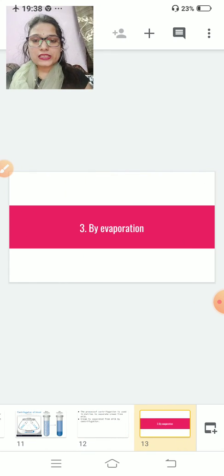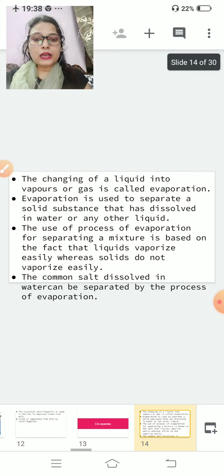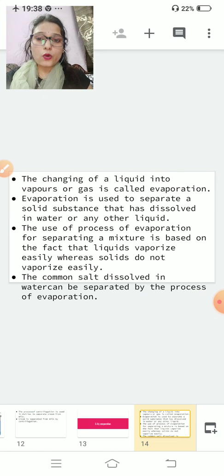Now, our next third method is evaporation. This is a very easy method and you know how it takes place. Clear? The changing of liquid into vapors or a gas. What do you mean by evaporation? When your liquid changes into gas, that is known as evaporation.